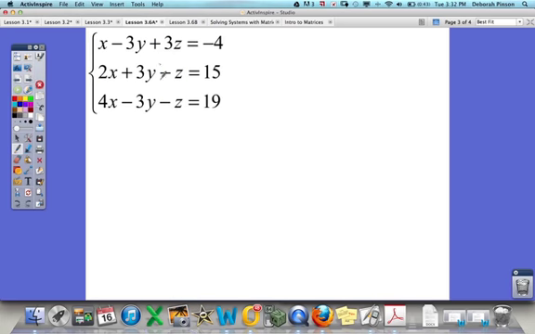Okay, so here I go. Now I'm going to look at this and, same thing, pick where my easiest elimination would happen, and I think it's right here with the y's. So I'm going to focus on those y's. I'm going to group the first two because the y's would cancel out. Okay, here's the second one. Now I need one more set. I'm going to group the second two for the same reason, the y's would cancel.